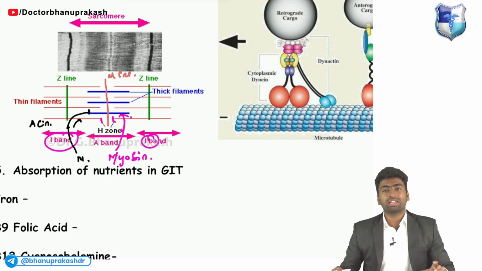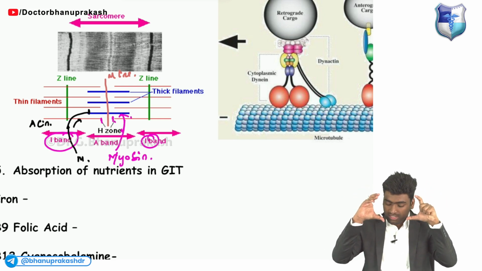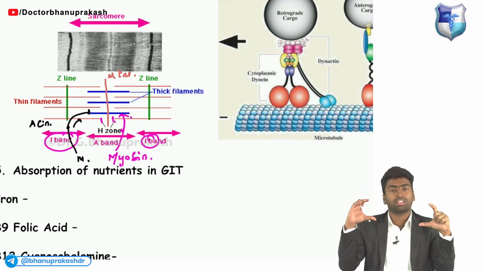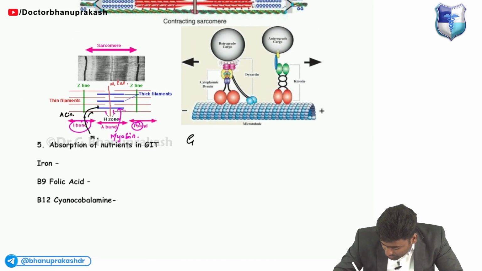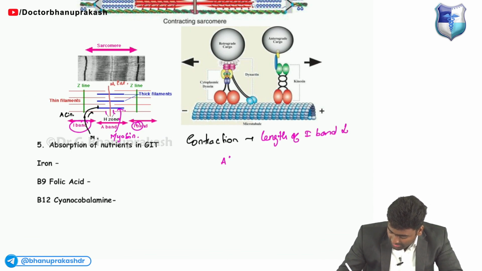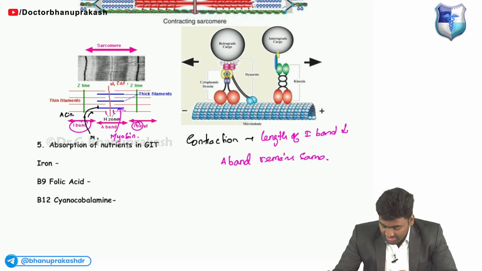And if you see, during the contraction period, both of these I bands will come together. So during the contraction, the length of the I band decreases and the A band remains the same. This is the thing you need to remember.